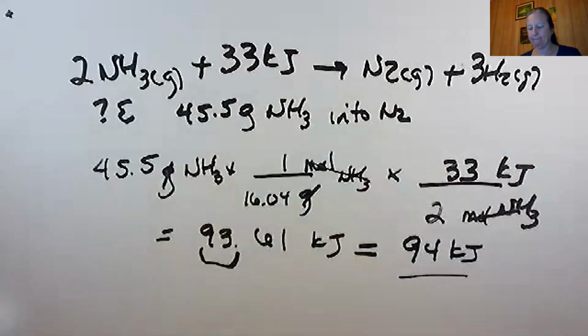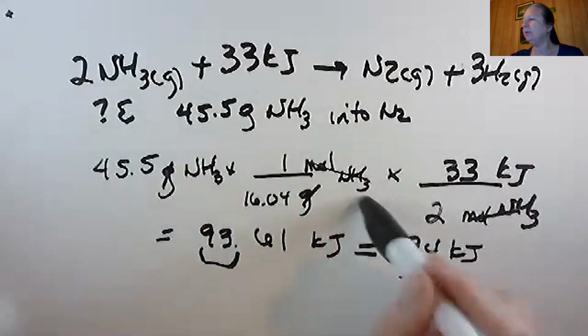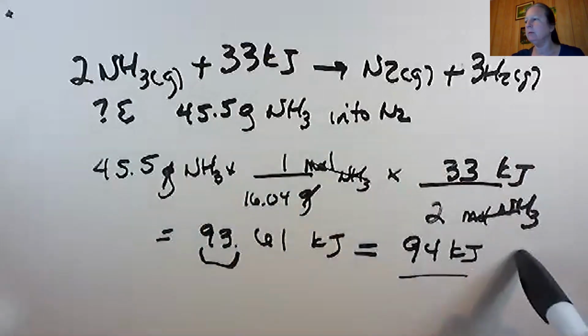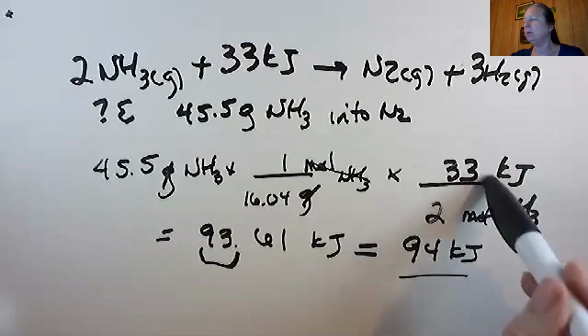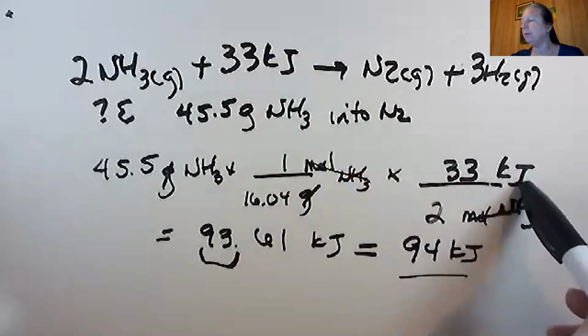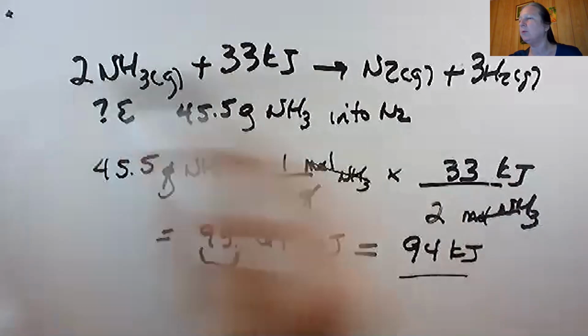Okay. So you do the normal steps when you get to the change identity part. Instead of putting a mole of something up here, you put your unit of a kilojoule and then you put your numbers in from the reaction equation.